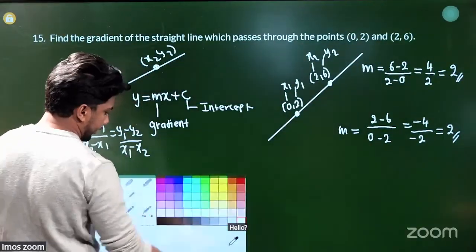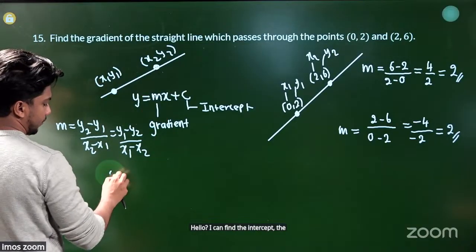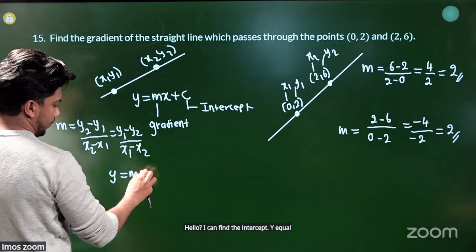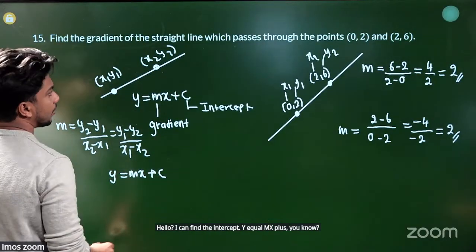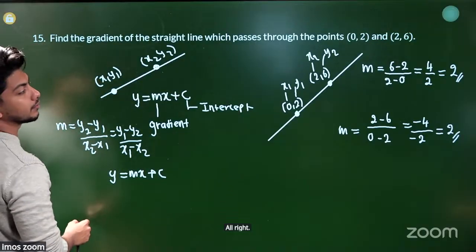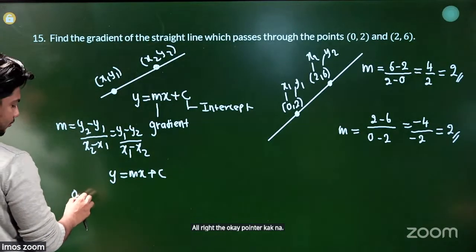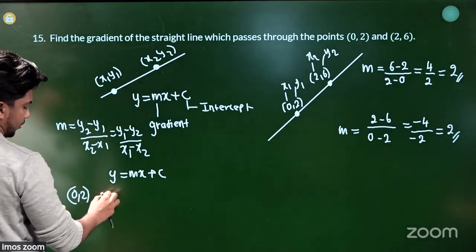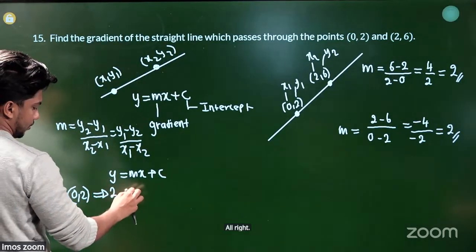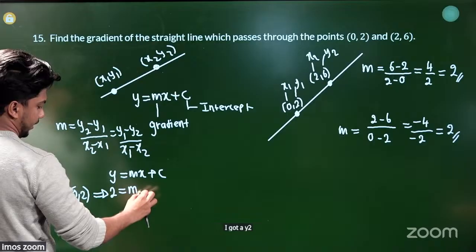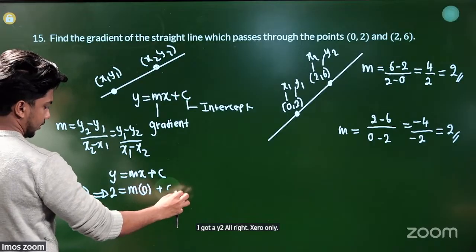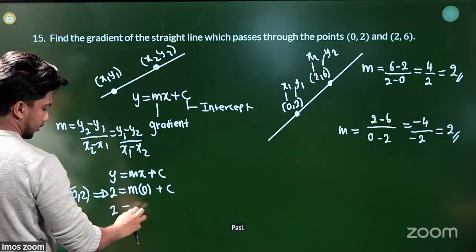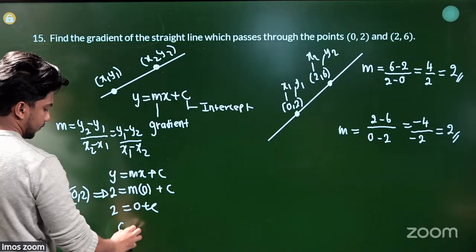I can find the intercept. Now look, y equals mx plus c. Now take the point (0, 2). y is 2, m times x is 0, plus c. Here it is 0. 0 plus c, c is 2.